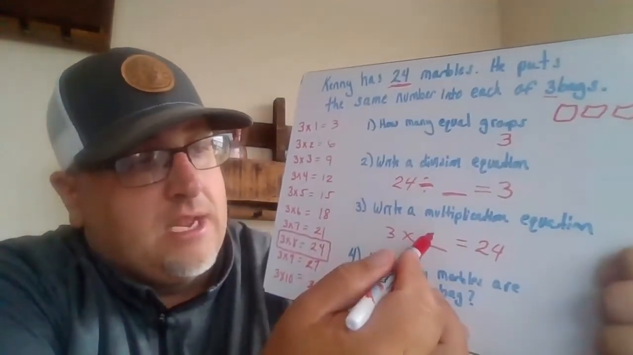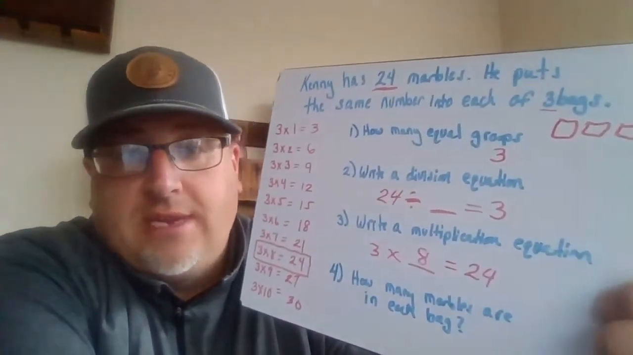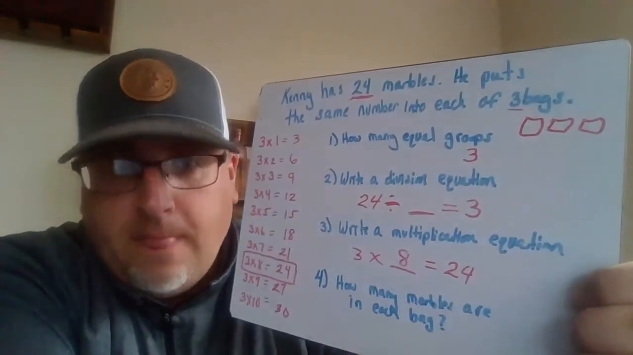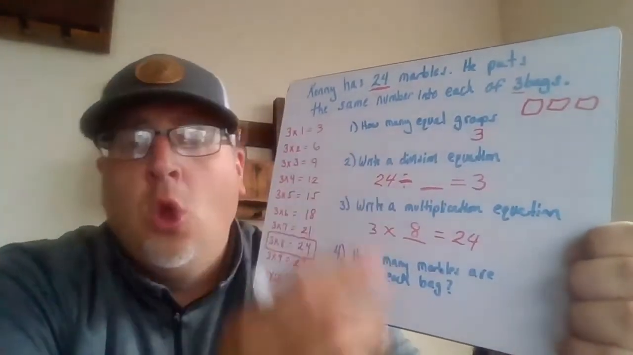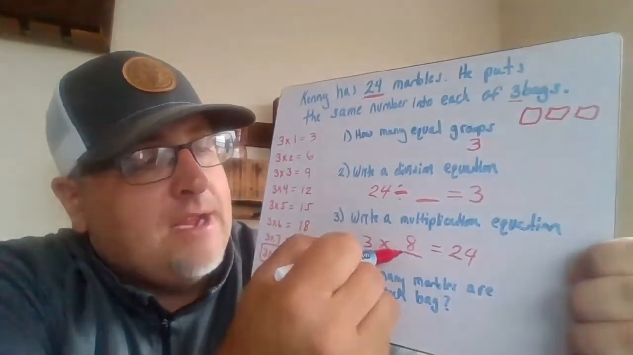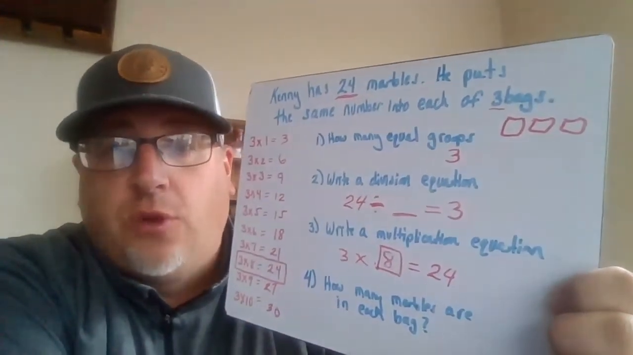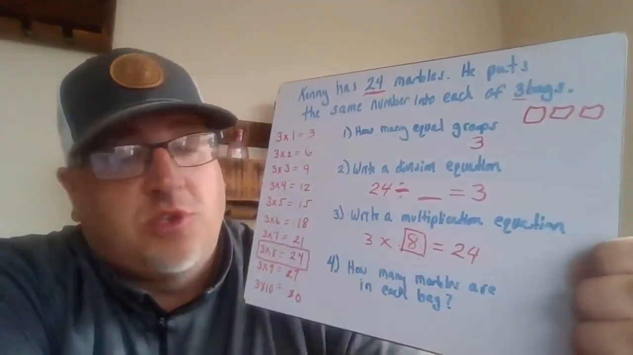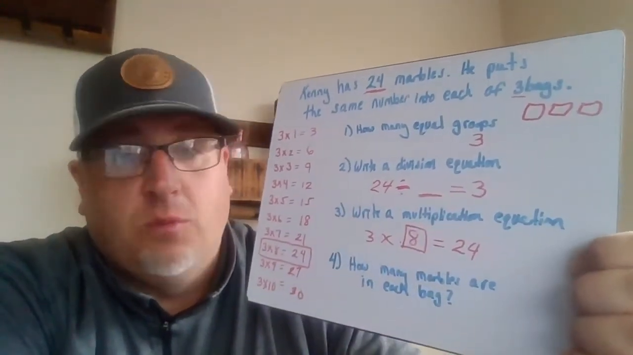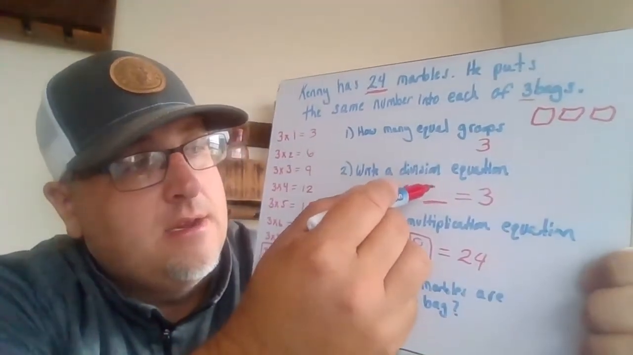Okay? So we can finish that question right there. 3 times 8 is 24. We know that over here. And we know that we can work back and forth with multiplication and division equations to find answers. So if 3 times 8 equals 24, 24 divided by what is going to give us 3? What is our missing factor right there? Yep, you guessed it, 8.